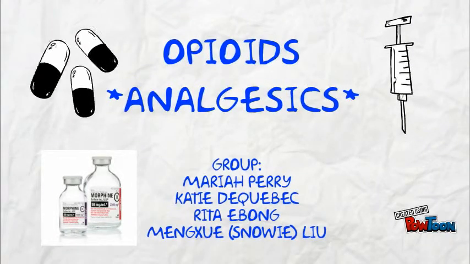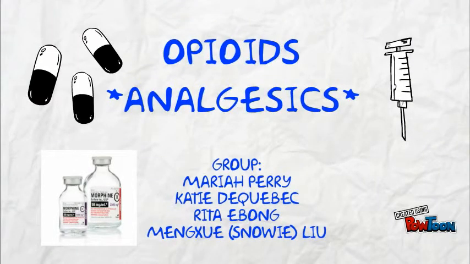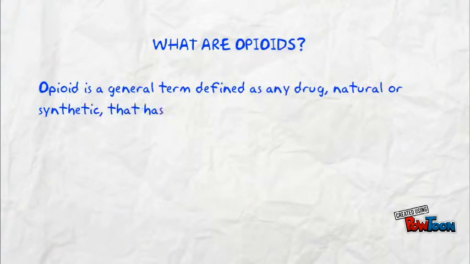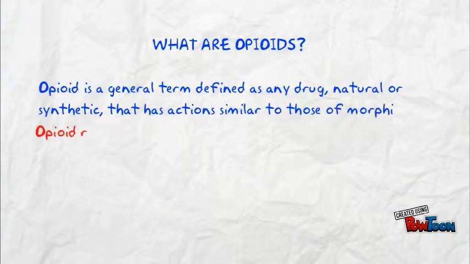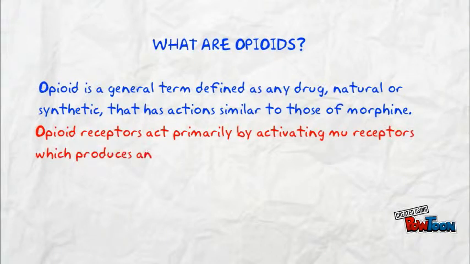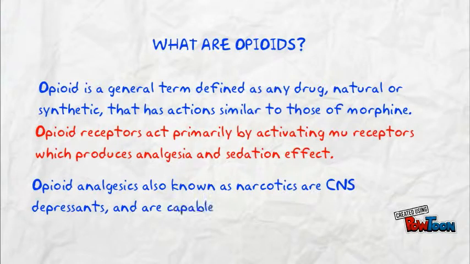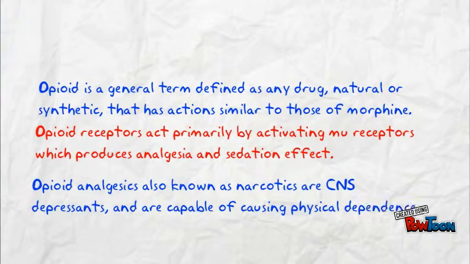Everyone, today we're going to be talking about opioids, but specifically opioid analgesics. So the big question is, what are opioids? Opioid is a general term defined as any drug, natural or synthetic, that has actions similar to those of morphine. Opioid receptors act primarily by activating mu receptors, which produces analgesia and sedation effect. Narcotics are used for an analgesic effect, a central nervous system depressant, and any drug capable of causing physical dependence.